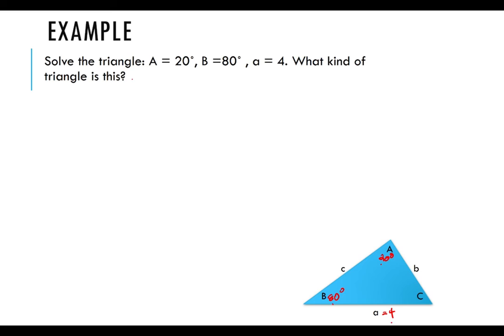And so what kind of triangle is this? This is an angle-angle-side triangle. And so let's get to solving it. Well, let's do the easiest thing first. That is, we know that C is going to be 180 degrees minus the other two angle measurements, that is, minus 80 degrees and minus 20 degrees. And so 180 minus 80 minus 20 gives us 80 degrees. And so we're off to a good start. We know that angle C is actually going to be 80 degrees.